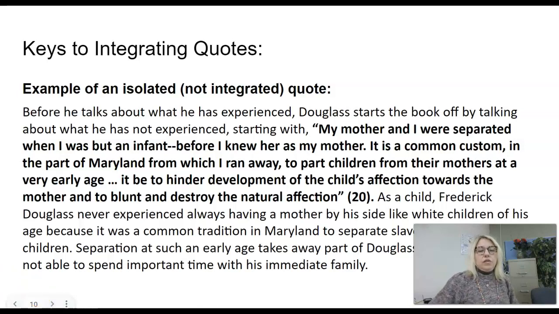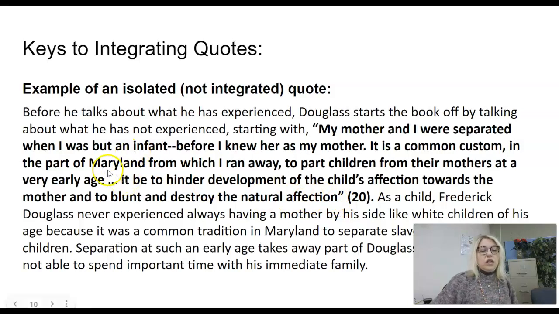So in this paragraph, the student says, before he talks about what he has experienced, Douglas starts the book off by talking about what he has not experienced, starting with, "my mother and I were separated when I was but an infant, before I knew her as my mother. It is a common custom in the part of Maryland from which I ran away to part children from their mothers at a very early age, it be to hinder development of the child's affection towards the mother and to blunt and destroy the natural affection."